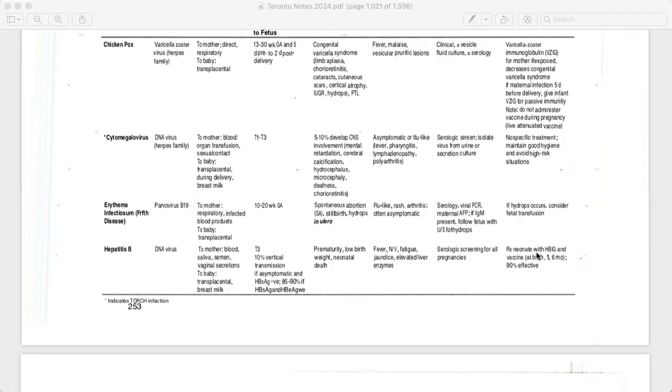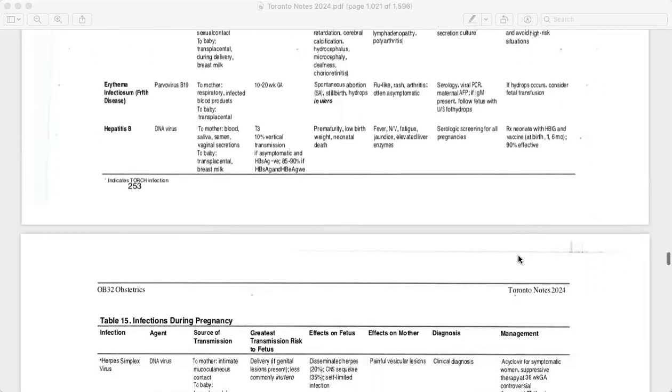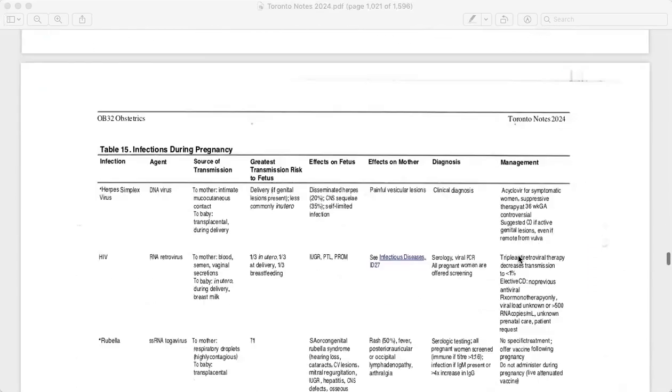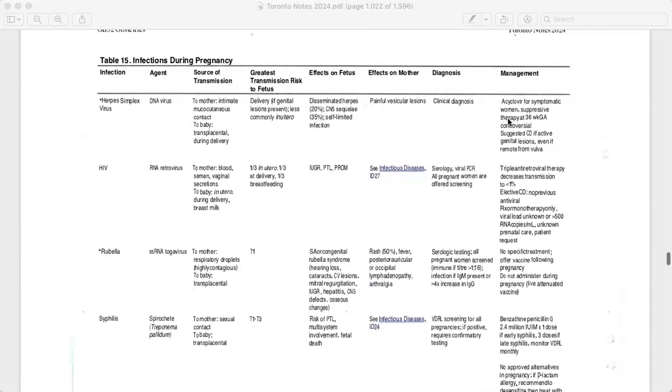What is that? You are going to give the immunoglobulin at birth, after 1 and 6 months, as we already discussed. If the mother has hepatitis B or the status is unknown, then you are going to give the 1 and 6 month dose as well. Coming to the herpes simplex virus, acyclovir is given. There is no vaccination for it. And usually suppressive therapy at 36 weeks.